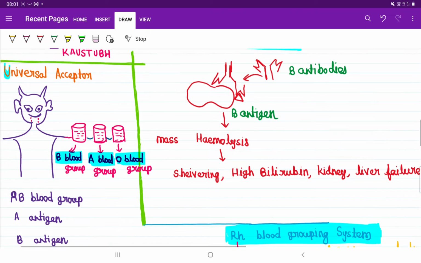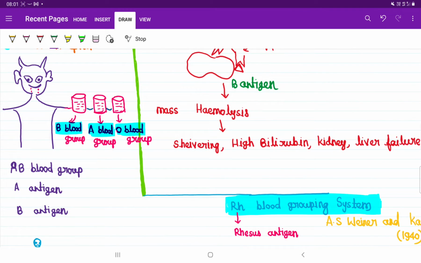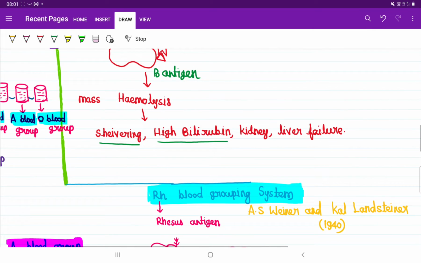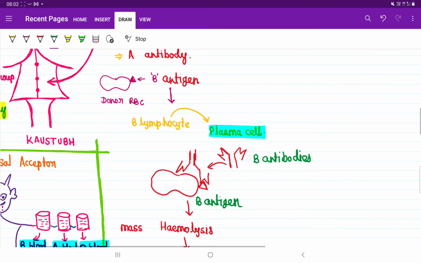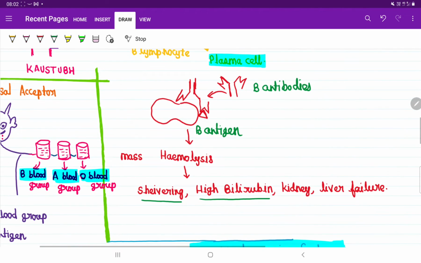Now this mass-level destruction of red blood cells causes shivering, and when red blood cells break, hemoglobin also breaks, and when hemoglobin breaks, a lot of bilirubin forms, which is a quite poisonous substance. That will damage the kidney, damage the liver, and can damage the brain also, and it can cause death. So what I told you, wrong blood transfusion can lead even to death.